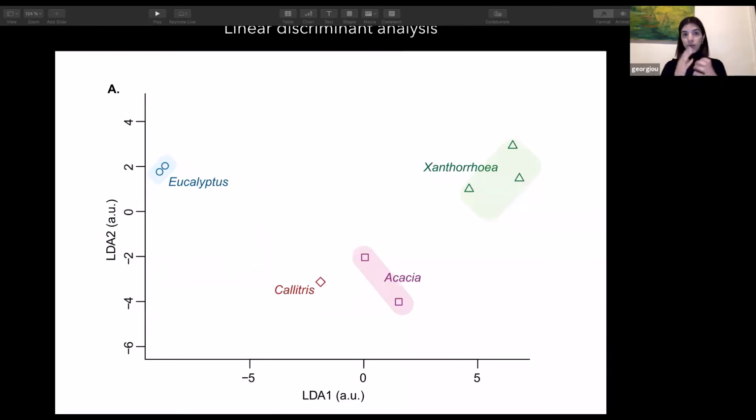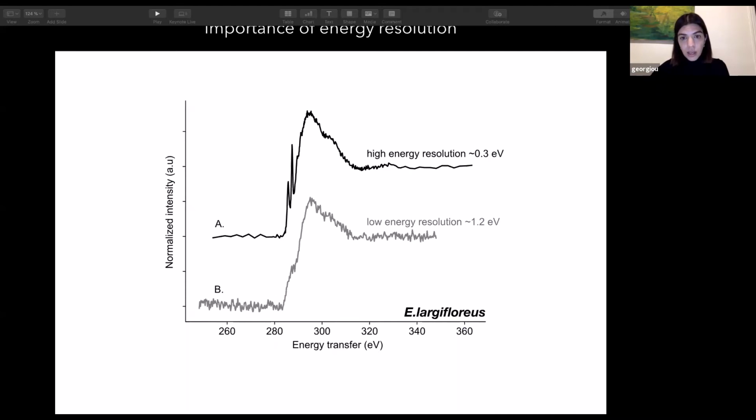By performing linear discriminant analysis on this Gaussian decomposition, we could really cluster the different samples based on their genera. And I wanted to highlight here the importance of the energy resolution when we want to collect data at the carbon K-edge, because collecting data with low energy resolution cannot give us the same clarity to identify the features.